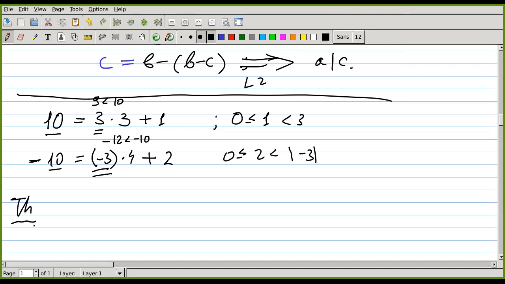So the remainder has to be at least 0. Of course, the remainder is always non-negative. It can equal 0, but it cannot go below 0. It is non-negative.